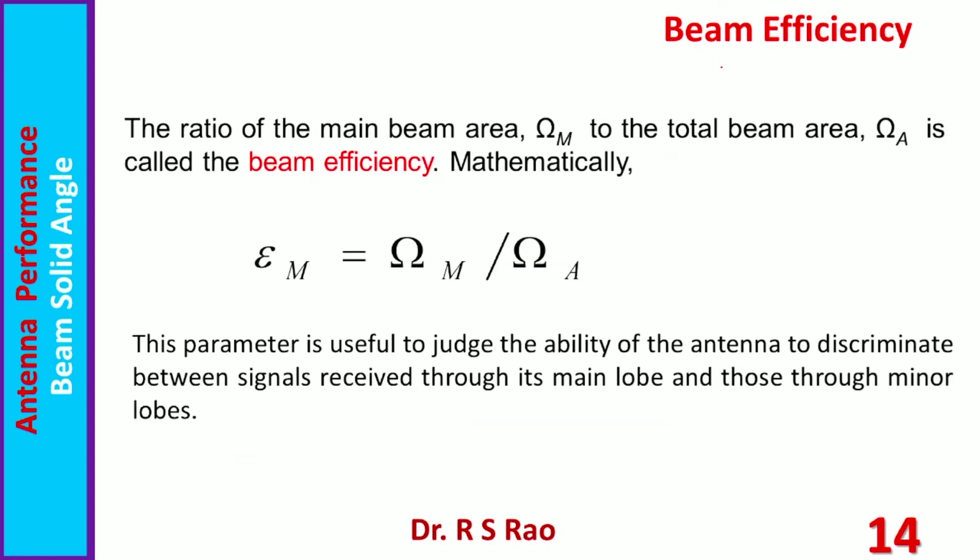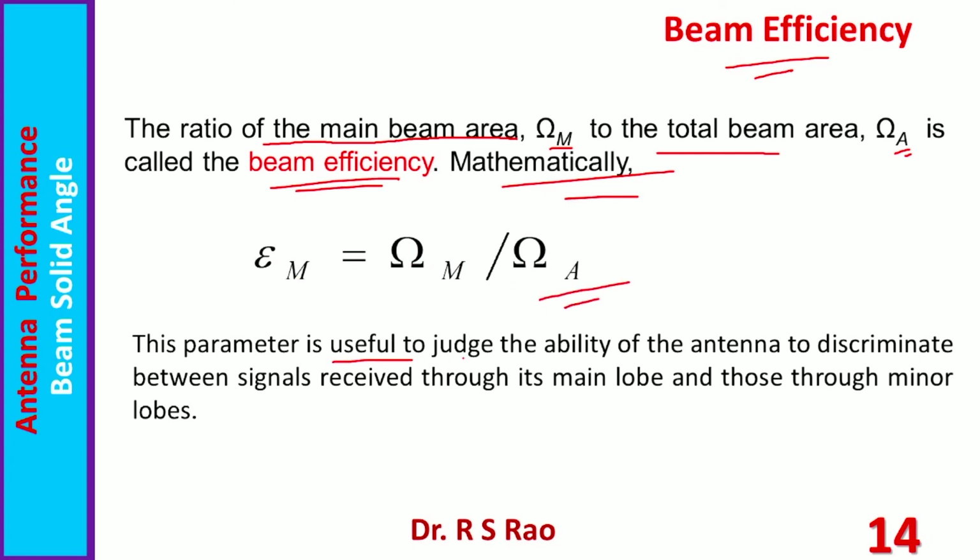Another quantity is beam efficiency. The ratio of the main beam area omega m to the total beam area omega A is called beam efficiency. Mathematically, epsilon m is omega m by omega A. This parameter is useful to judge the ability of the antenna to discriminate between signals received through its main lobe and those through minor lobes.